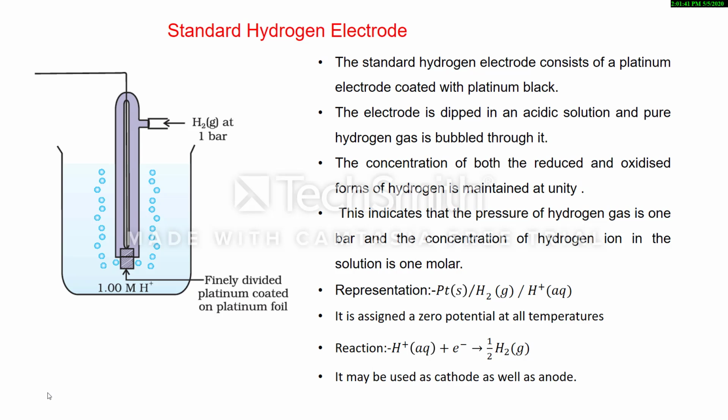Hello friends, in the previous video I have discussed the electrode potential and standard electrode potential. Now the question arises: how can we determine the electrode potential of an unknown electrode? For this purpose we have to construct one galvanic cell using one reference electrode. Now what is this reference electrode? This is the electrode whose electrode potential is known to us.